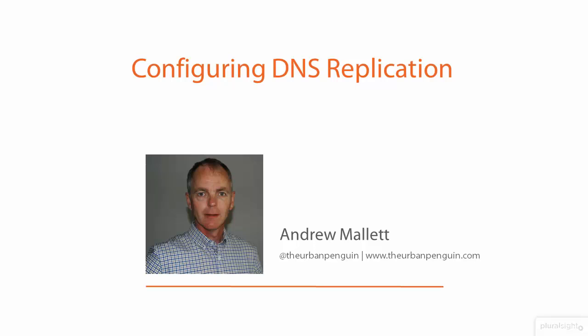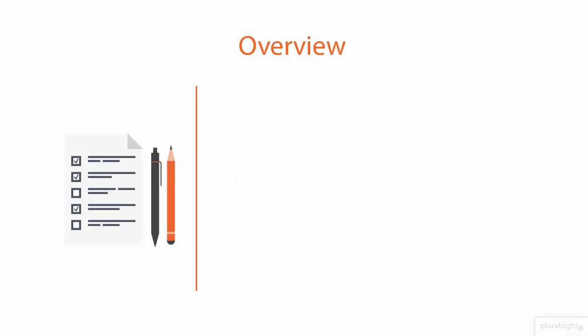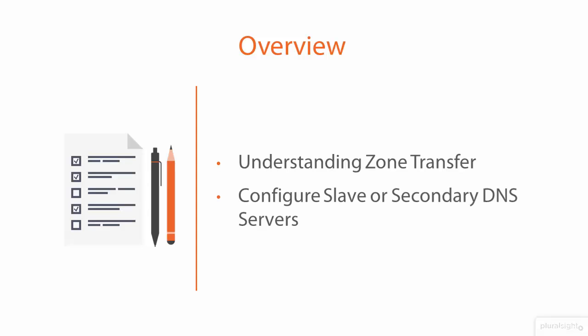My name is Andrew Mallett and we're going to take a look now at how we can configure DNS replication. As we run through the module, we'll be looking at the term zone transfer and understanding what it's all about, and that's the mechanism of our replication. And of course we'll be configuring our slave or secondary DNS server, and we're using our master server based on Ubuntu, but just to show that it can be done, we're going to be using CentOS 7 as our slave DNS server. Both will be using bind.